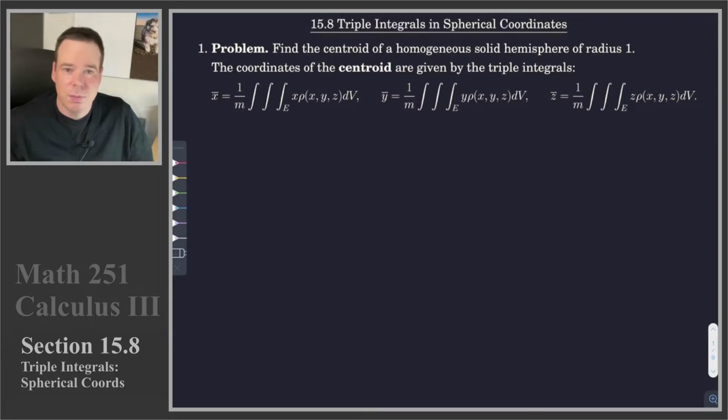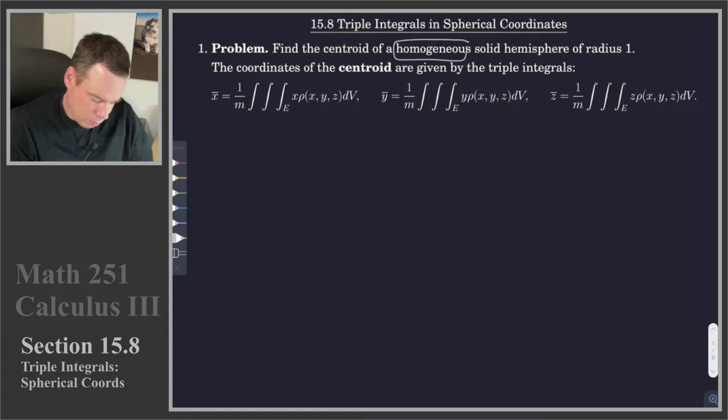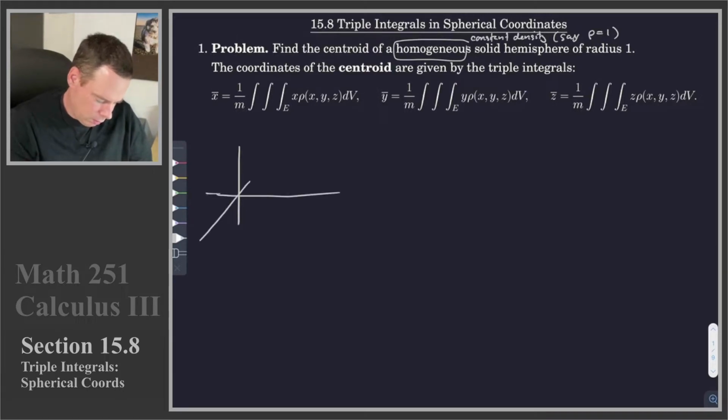So homogeneous just means it's constant density throughout, so we might as well assume density 1 just for simplicity. And let's just say the density is equal to 1 for simplicity. So it's a hemisphere of radius 1. Let's get a look at what this region looks like. So we're looking at something like this.